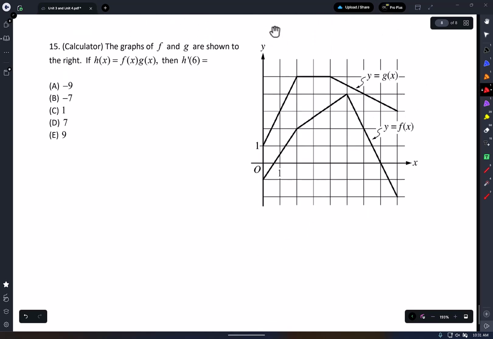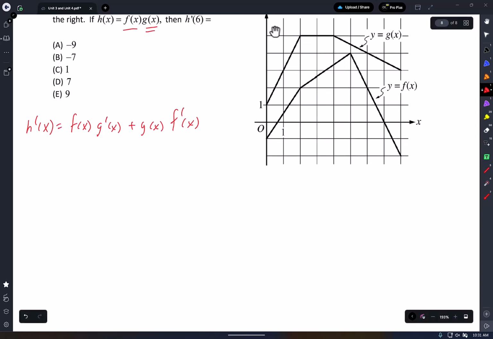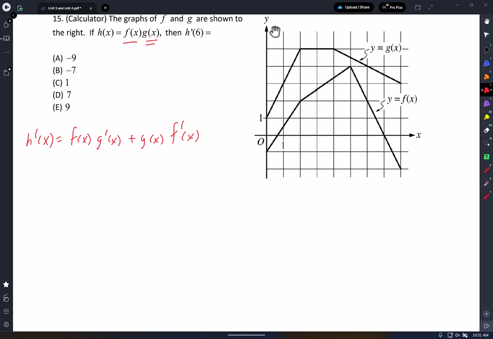And finally, the last one, the graphs of f and g are shown on the right. So I have to use the product rule, it looks like. So h prime of x is equal to first times derivative of the second plus the second times derivative of the first. And we're going to find it at 6. So here's f, here's g. Before I find all that, I'm going to have to find all these values first.